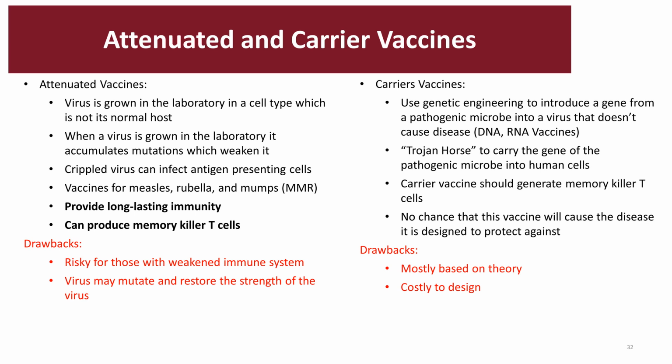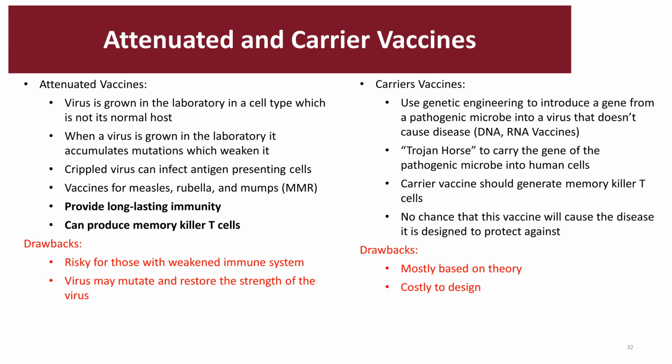Attenuated vaccines are as follows. Viruses that are grown in a lab in a cell type which is not usual to its normal host. So for example, if you were to take the polio virus that normally infects human nerve cells, and you put that into a monkey's kidney cells. When the virus is grown in a lab, it accumulates mutations which could potentially change it and even weaken it. As a result, you do cripple the virus so that it's not as dangerous, but you may also run the risk of infecting other kinds of cells, such as antigen-presenting cells.